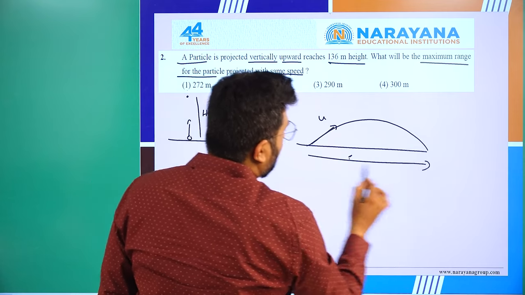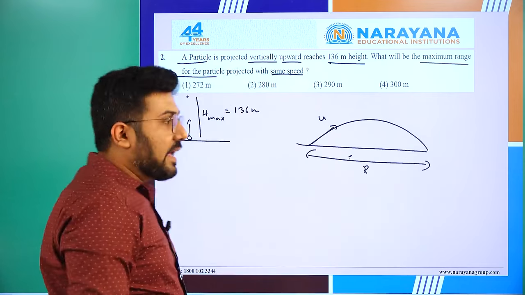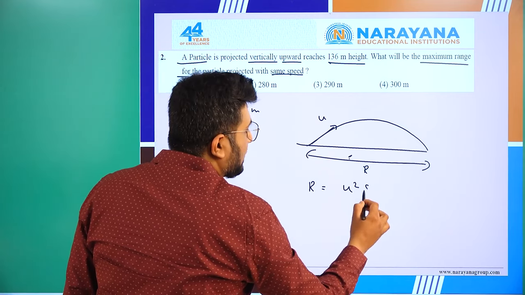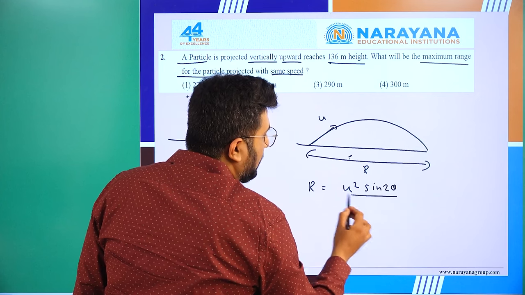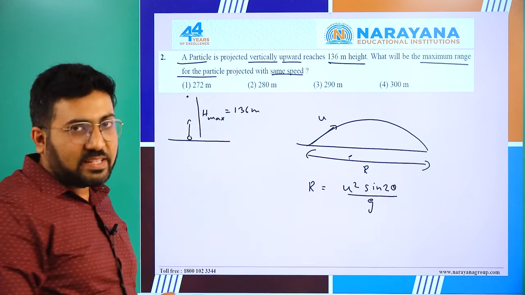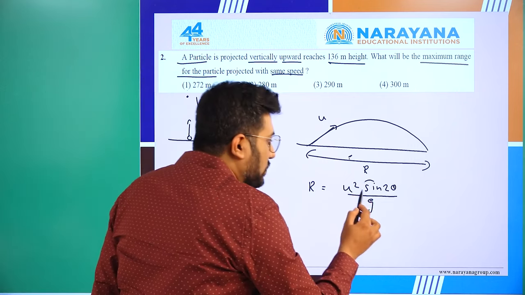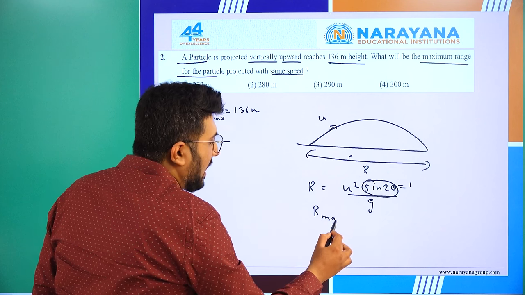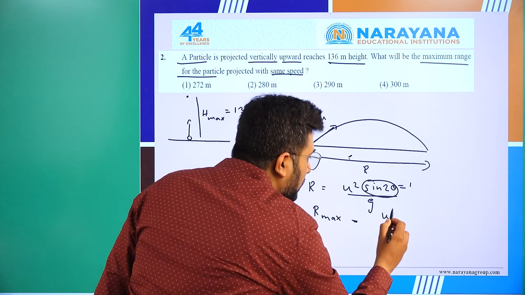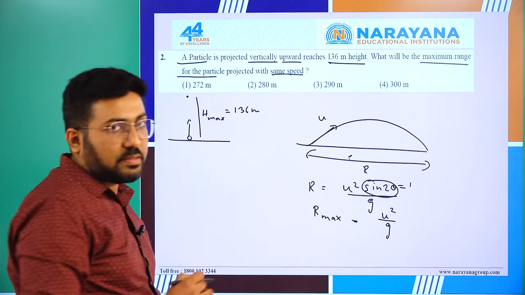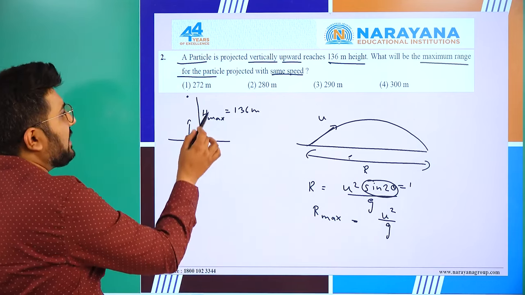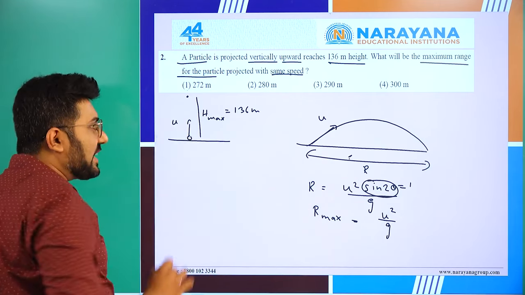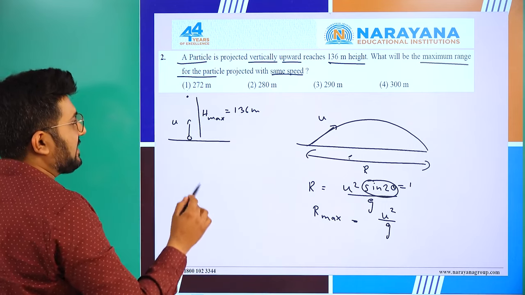Let's say this is the range of the particle, and you know the formula for range is u square sine 2 theta by g. The range is maximum when sine 2 theta becomes 1. So basically the maximum range R max is equal to u square by g. Now it is given to you that the maximum height reached by the particle if it is projected with a speed u is 136 meter.